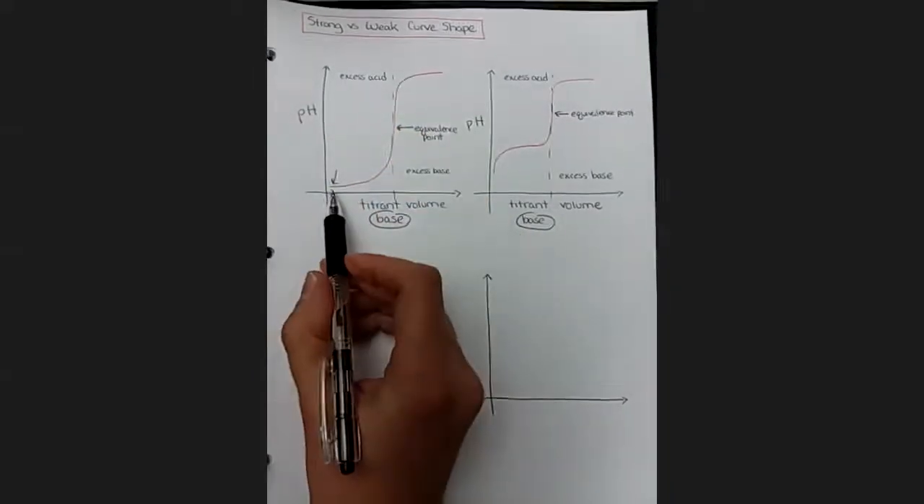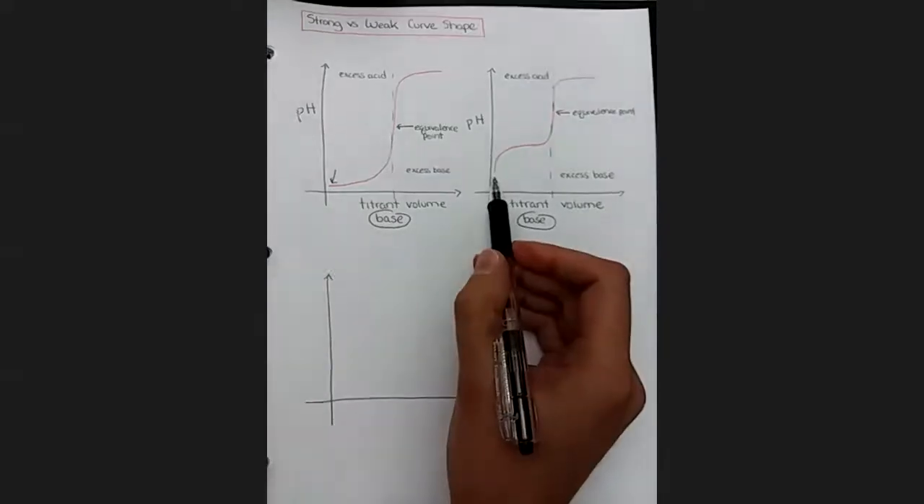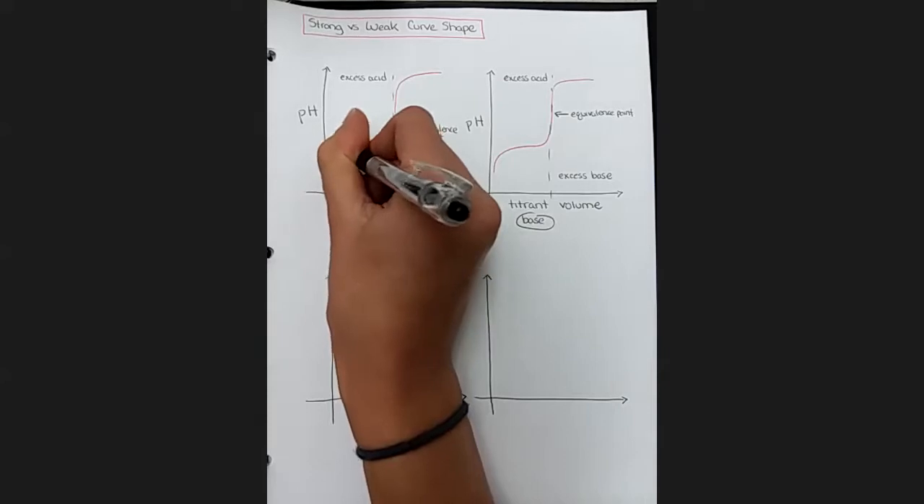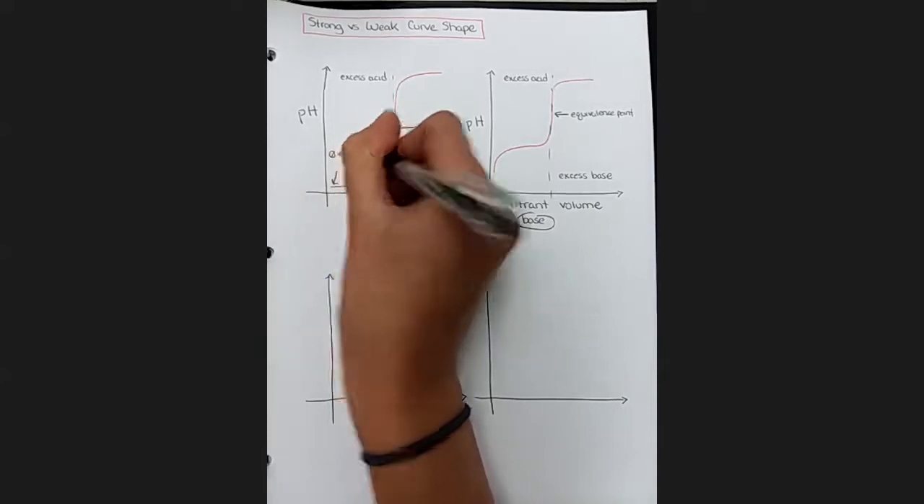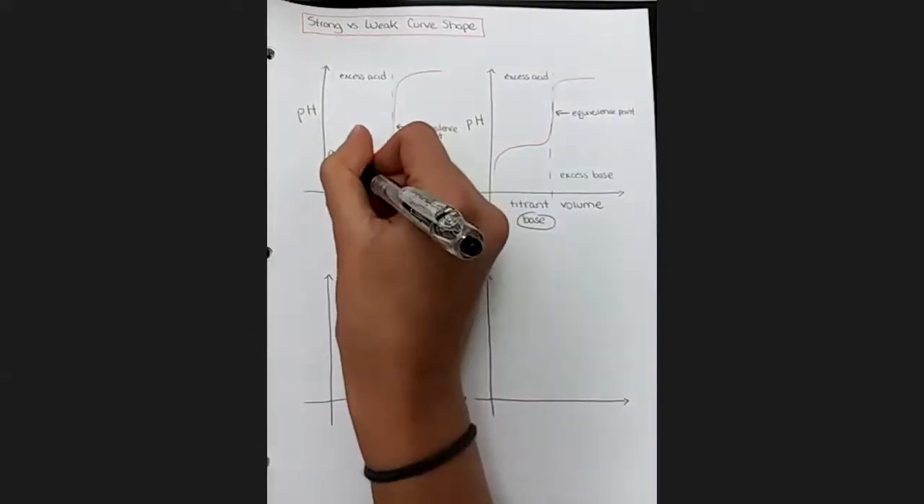we can see that that pH is very low. I didn't put numbers on the axis, but you can see it's much lower than the one in the other picture. So we're going to say this pH is between 0 and 2. And if an acid has a pH between 0 and 2, we know that's going to be a strong acid.